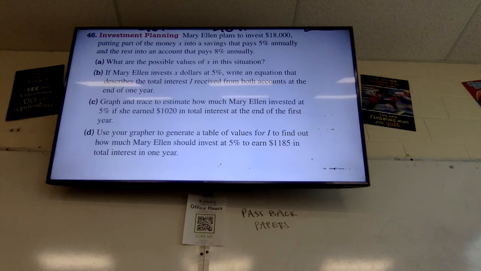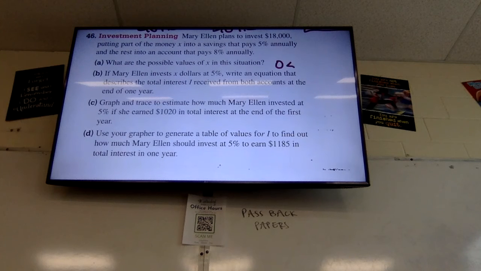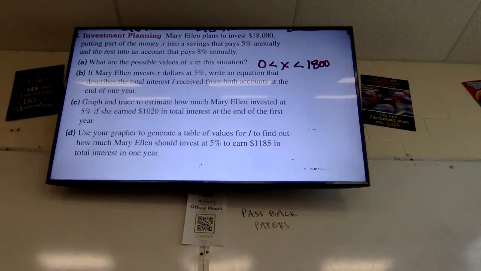I'm gonna say 0, and I'm just gonna use a less than sign to say she can't actually invest 0, but she can literally invest almost 0. And what's the most she could put in any account? 18,000. Good, the most money that she has. So my X has to be between 0 and 18,000. Okay, if she invests X dollars at 5%, write an equation that describes the total interest I received from both accounts at the end of 1 year.